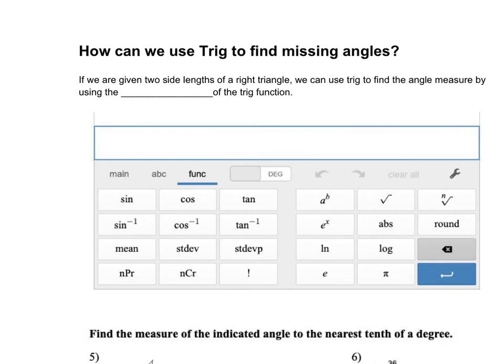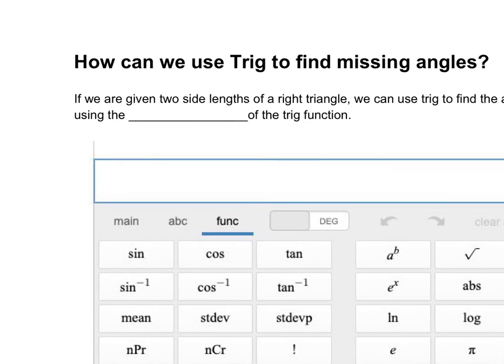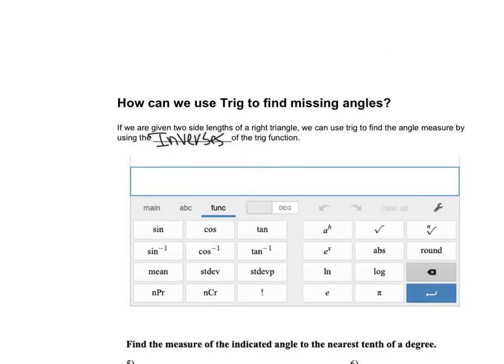So if we want to use trig to find the angle measure, we are going to use the inverse of the trig function. And remember, inverses just undo something. Say we have 3x equals 12. If we want to undo 3 times x, we divide. Multiplication and division are inverses of each other. If we have x plus 5 equals 10, to get x by itself, we'd subtract 5 from both sides. Addition and subtraction are inverses of each other. Trig functions also have inverses that undo each other.